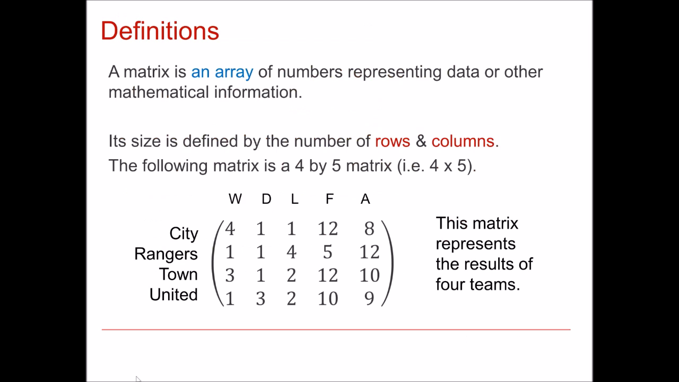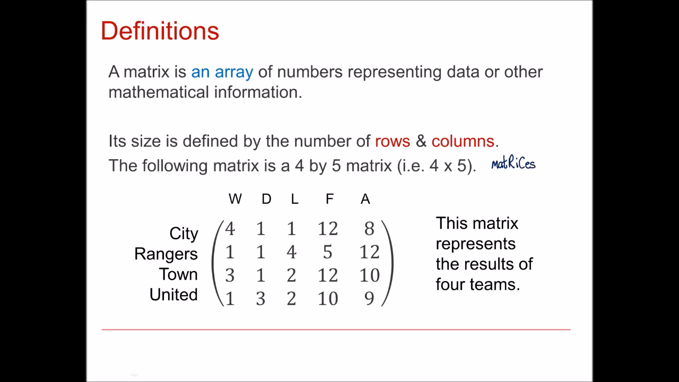A matrix is just an array of numbers. It may represent data or other mathematical information such as transformations. We define its size by the number of rows and columns, giving the number of rows first and then the number of columns. To remember this, you may find it helpful to note that R comes before C in the word matrices.